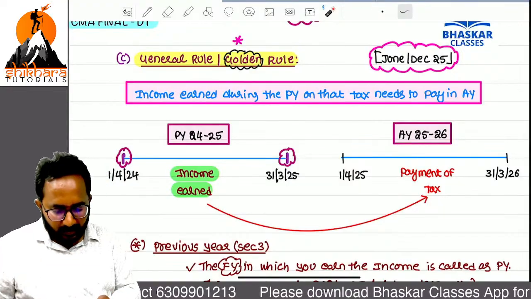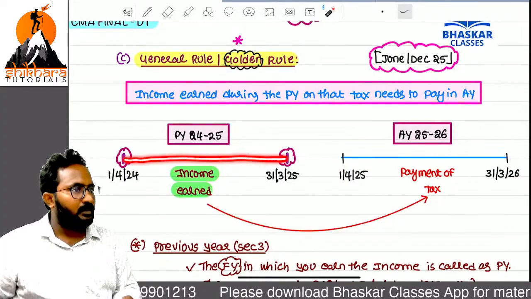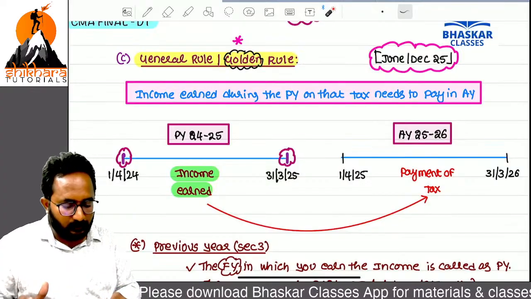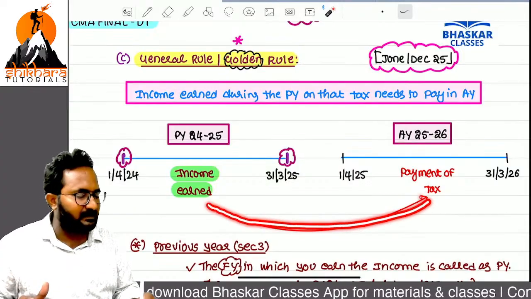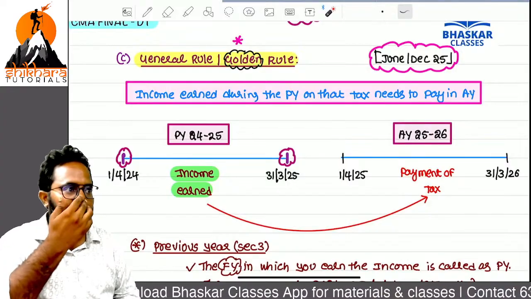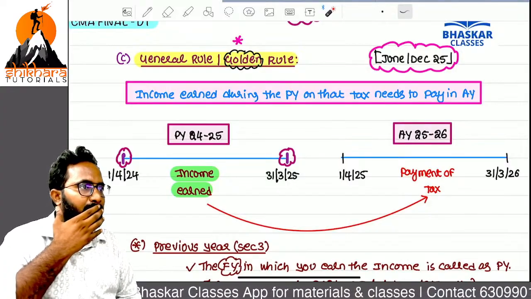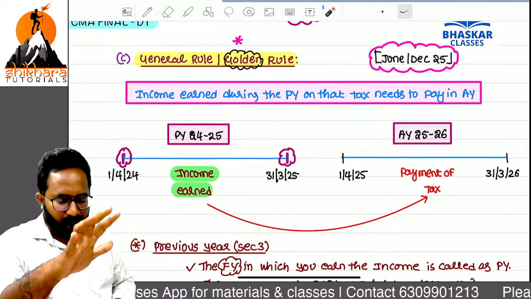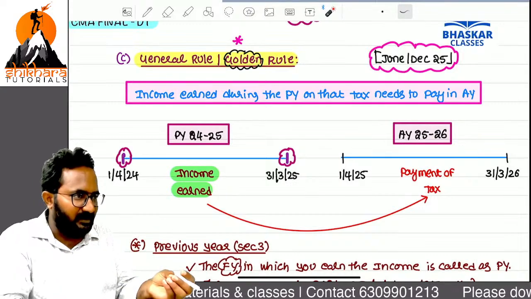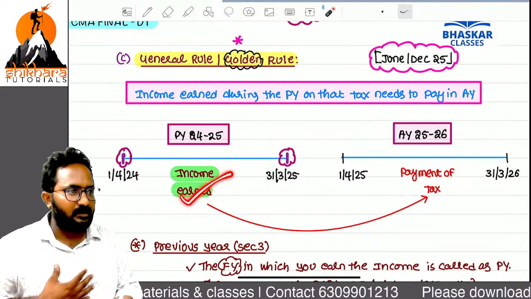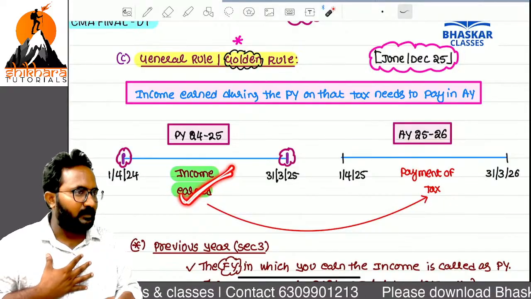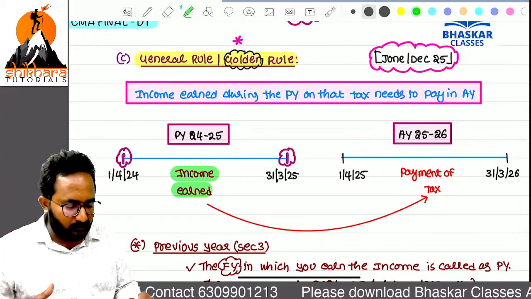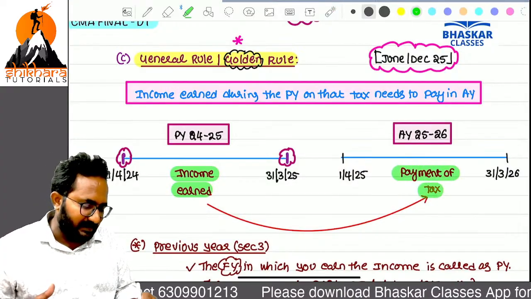Now I have a doubt. If you earned income during the previous year and paid the tax in the previous year, that's better. Why are they postponing the payment of tax to the next year? Any idea? Did you get my point? Why are they creating these complications? If you earn the income this year and pay the tax this year itself, there is no complication, right? But why are they postponing the payment of tax to the next immediately succeeding year? The reason.